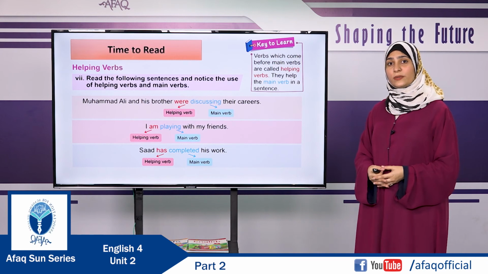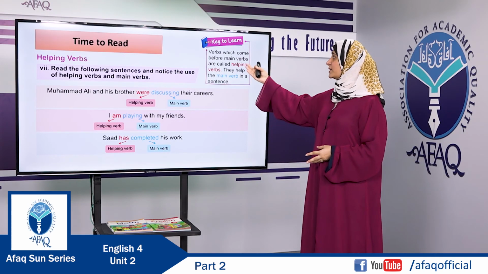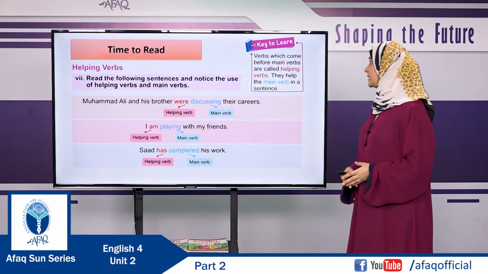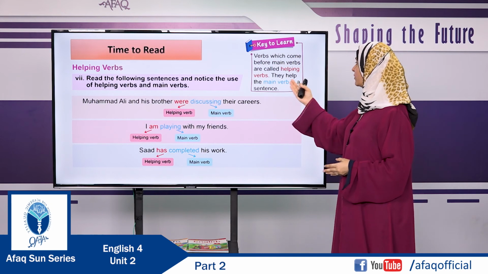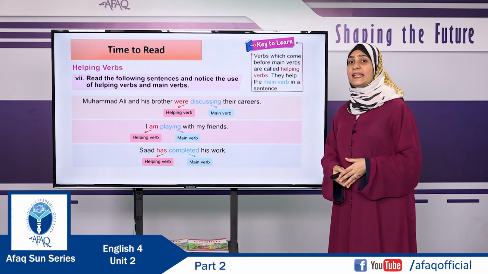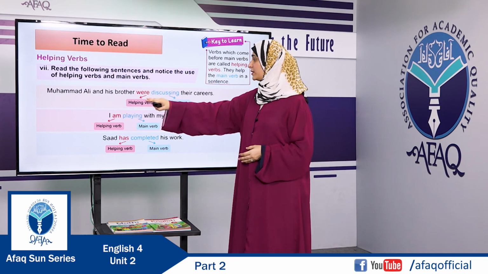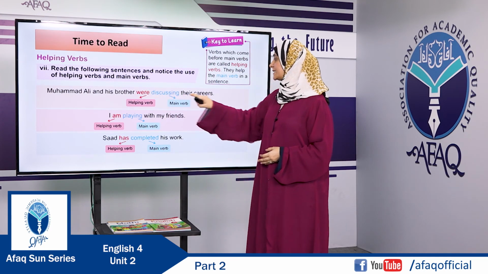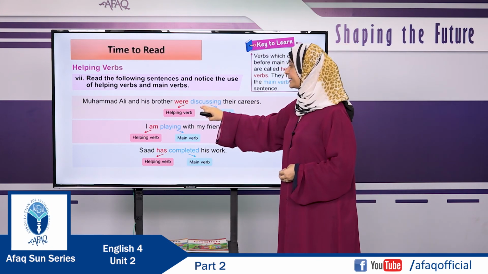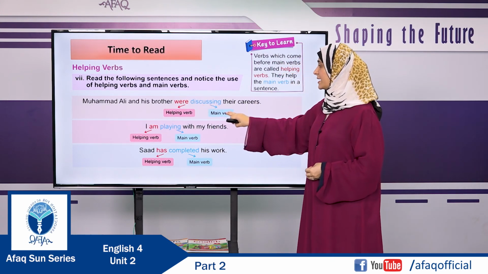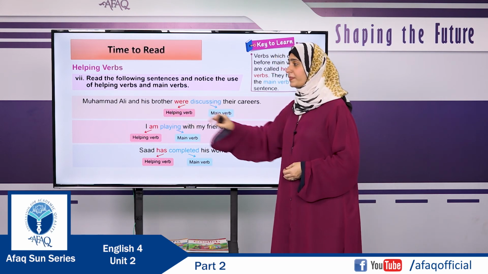As we all know, the verbs are the action words. Now, verbs which come before the main verb are called helping verbs. They help the main verb in the sentence. Let's see how they do. Muhammad Ali and his brother were discussing their careers. Now, the word discussing is the main verb and the helping verb used is were.